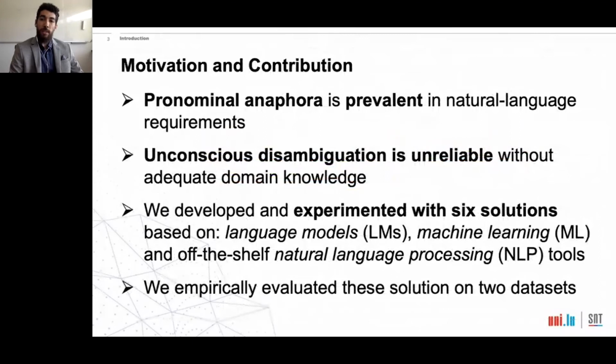As we have seen, anaphora is prevalent in requirements. It occurs in around 25% of our data collection. It needs domain knowledge, which is not adequately captured by all involved stakeholders. So we developed and experimented with 6 solutions based on language models, machine learning, and off-the-shelf NLP tools. And we empirically evaluated these solutions on 2 datasets.